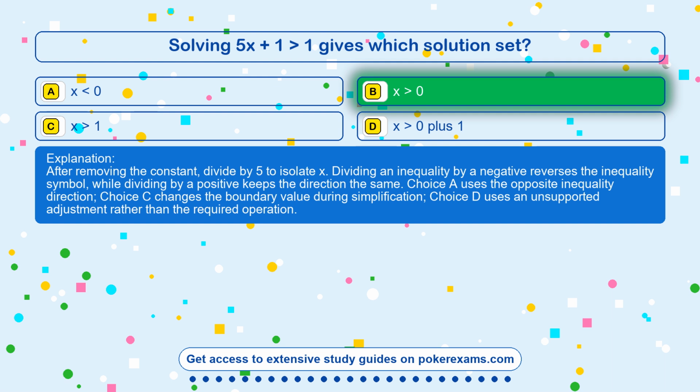Choice A uses the opposite inequality direction. Choice C changes the boundary value during simplification. Choice D uses an unsupported adjustment rather than the required operation.